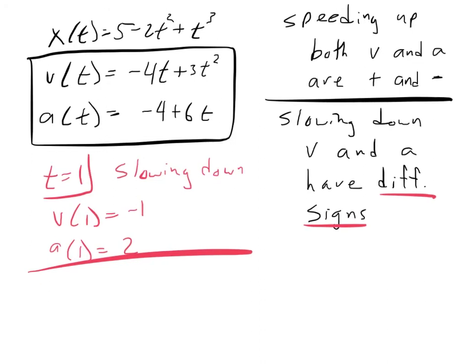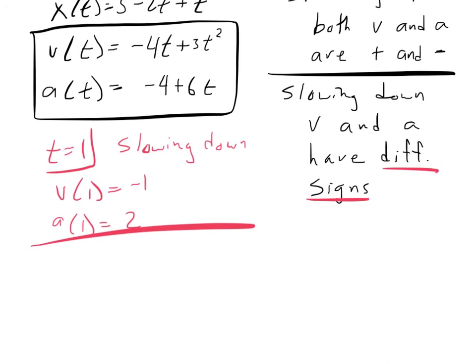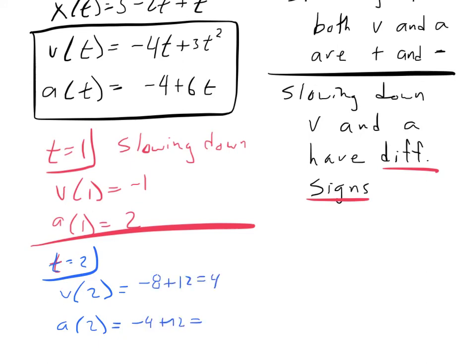Then we can look at what's happening at time 2. So let's see here, at time 2, I just want to use another color. At time 2, we need to look at v of 2 and a of 2. You should pause it and try it on your own, but if we do this, I'm going to have negative 8 plus 12, which is 4, and negative 4 plus 12, which is 8. Since these are both positive, the object is speeding up. Hopefully this was a review because we've totally done this before, but hopefully that made sense.